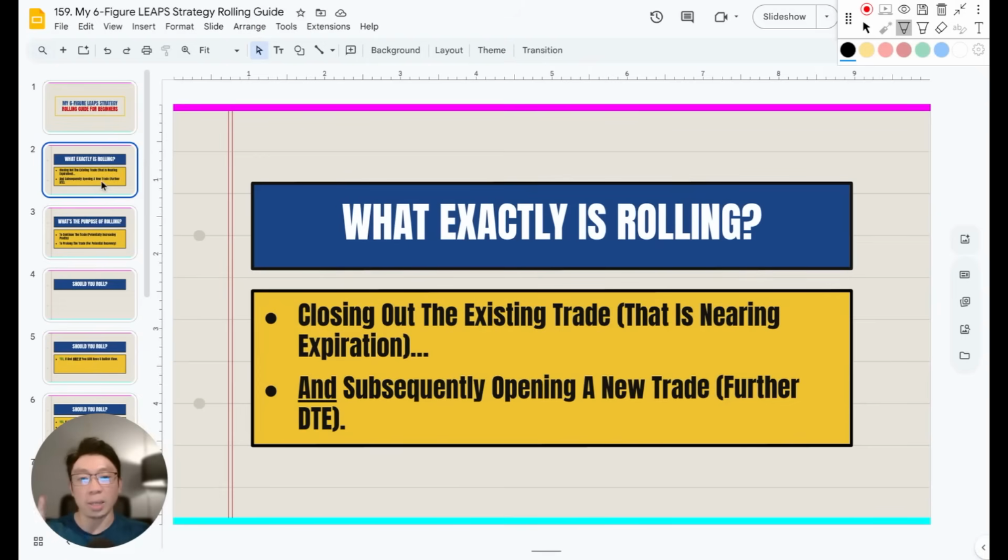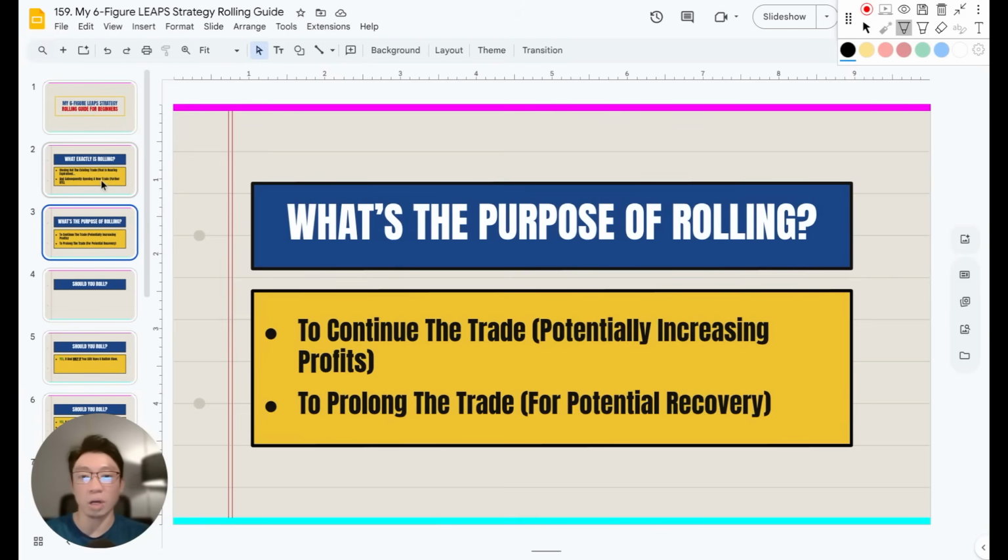So the very next important question you need to ask yourself is, what exactly is the purpose of rolling? Because a lot of times people tend to roll for the wrong reasons. Not all the time do you actually want to roll. So what exactly is the purpose of rolling? In general, there are two purposes. The very first one is to continue the trade, potentially increasing profits.